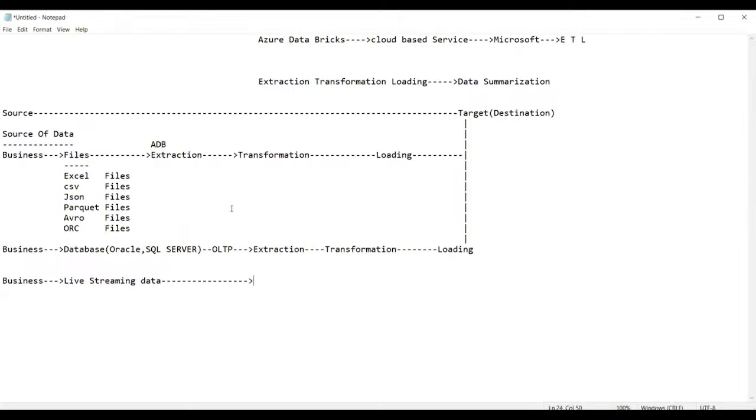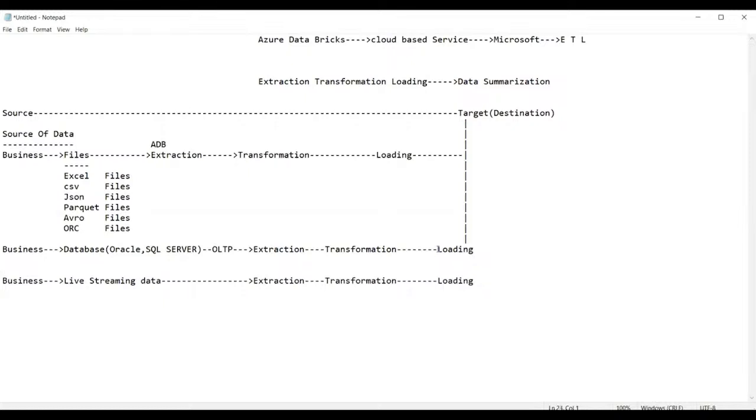And this process is called as what? The process of, again, extraction. We perform the extraction on this data. And once the extraction is done, then the process of transformation will happen. So what is transformation? Transformation is the actual process of data summarization. And once the data summarization is done, finally we load the data into the target.